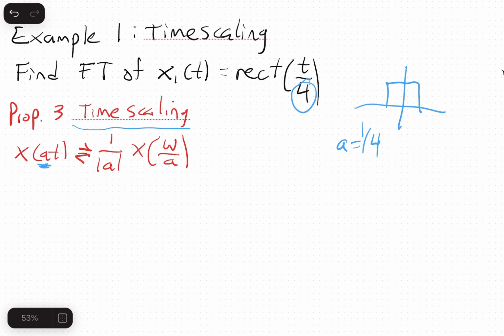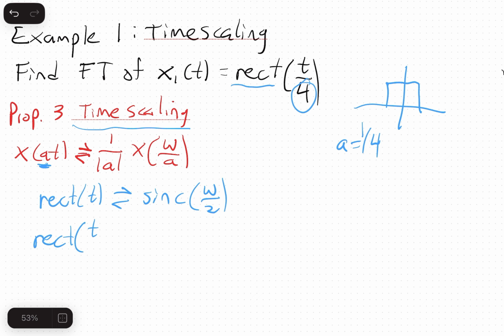Okay, so in this case, we're working with a rectangular pulse, which is our pair number 5. Pair 5 states that the rectangular pulse of t is paired with sinc of omega divided by 2.